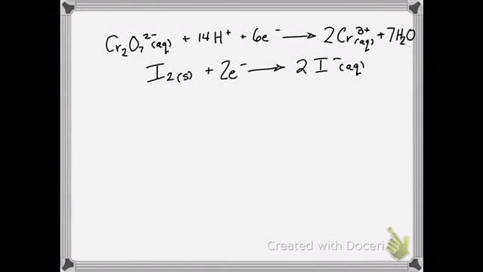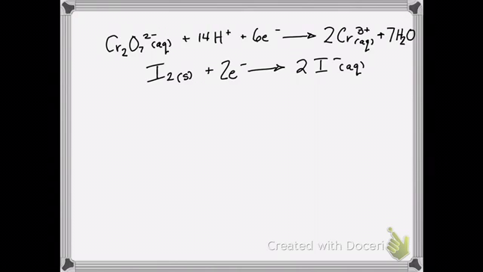Whichever of these processes is more likely to be reduced, that's the one you want to make the reducer. You guys remember the red cat? Whichever is most likely to be reduced, the one with a more powerful attraction for the electrons, you want that part to be your cathode. All right, so this requires you to look up some of the cell potentials.